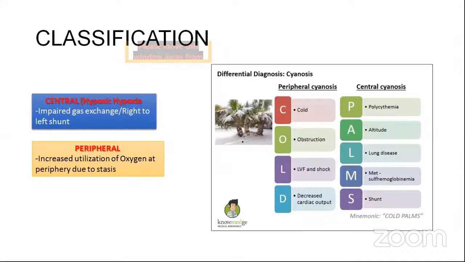So these are the common causes for cyanosis. Can someone tell me, you can just put it in the chat box, where all do you look for central cyanosis? I'll take questions at the end. Where all do you look for central cyanosis? Nose tip, good. Tongue, where in the tongue exactly?